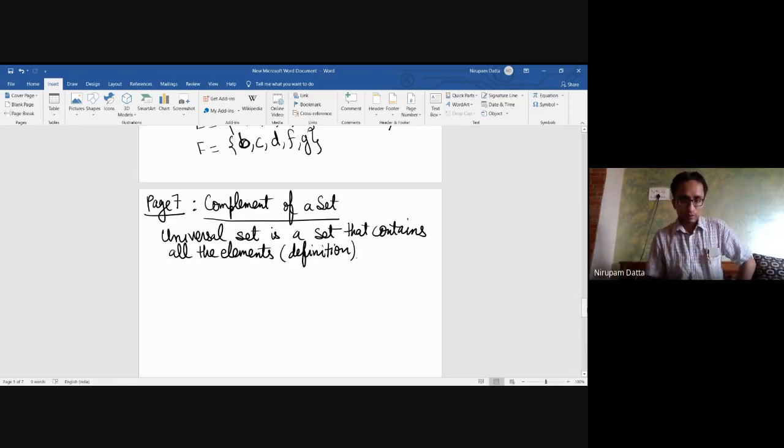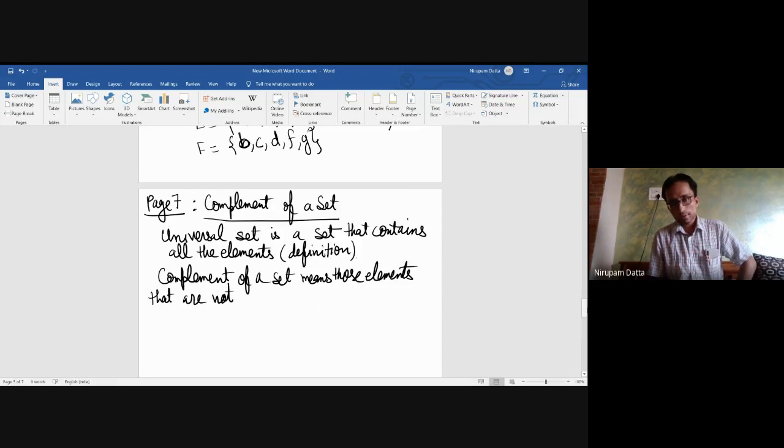Next, what does the complement of a set mean? Complement of a set means those elements that are not contained in the set, but they are contained in the universal set.